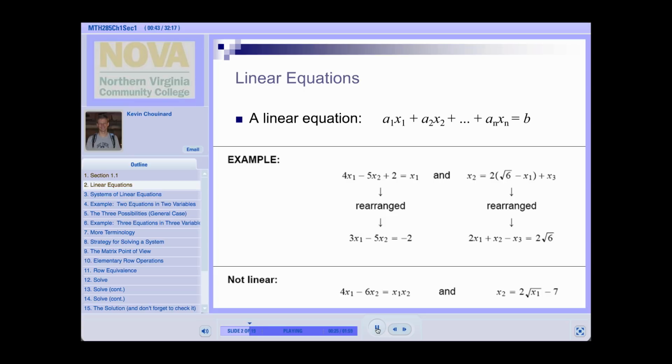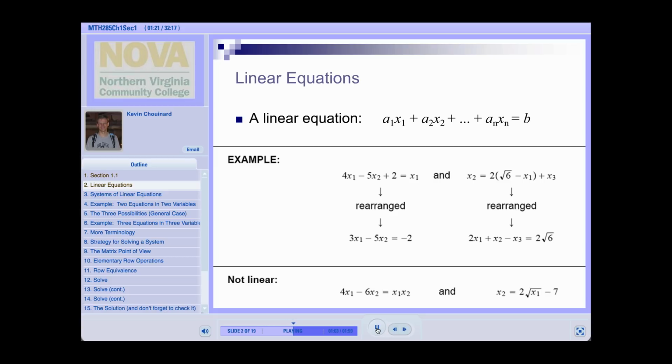There are two equations listed below that aren't necessarily in the linear equation form, at least at first glance, but upon rearrangement, adding the same quantity to both sides, subtracting the same quantity from both sides, we can get them in the form of the linear equation as in the definition. For example, with the equation 4x1 minus 5x sub 2 plus 2 equals x sub 1, if we subtract x sub 1 from both sides and then subtract 2 from both sides, we take that equation and get a new one that's in the same form as the definition.